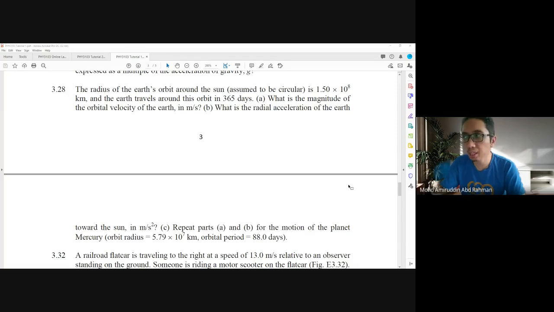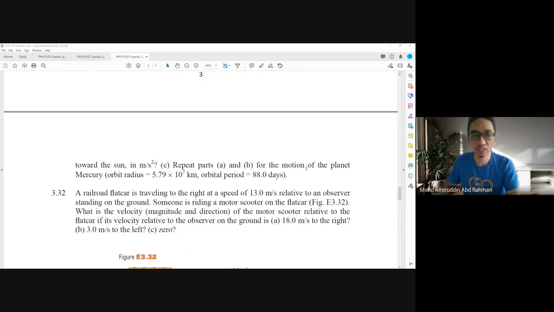And then for B, we have the radial acceleration. The a rad, the radial acceleration, is equal to 5.91 times 10 to the power of minus 3 meter per second squared. Okay, so that's for the a rad, the radial acceleration.